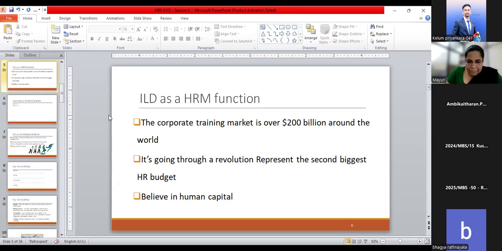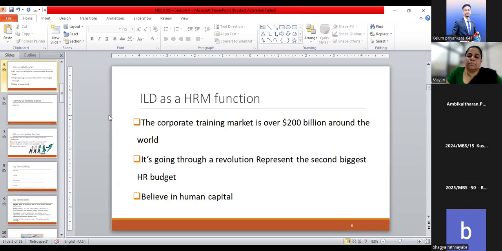Okay. And also, when it comes to learning and development, there are separate professional categories. Even in your organizations, you can see there are learning and development managers, there are learning and development executives, there are different team members. So therefore, it is a recognized function, right? There are separate professionals for this particular function.